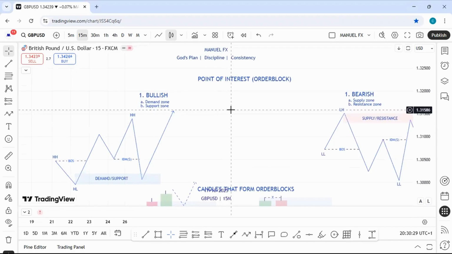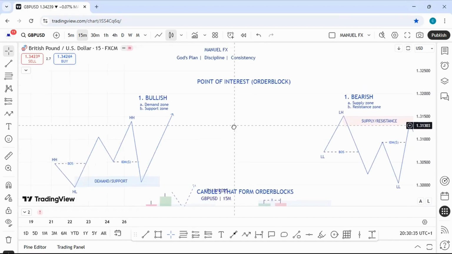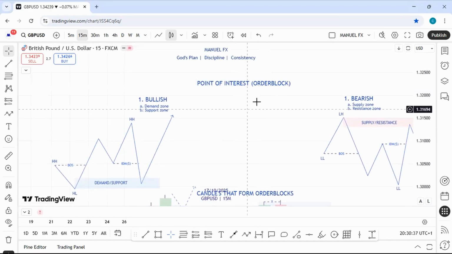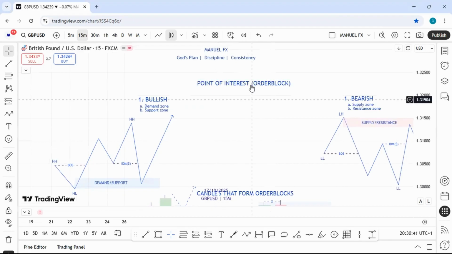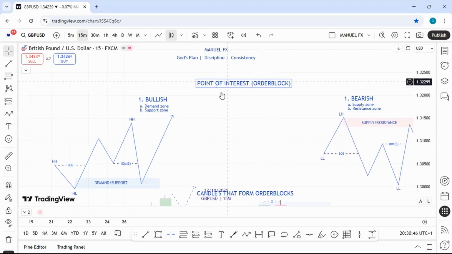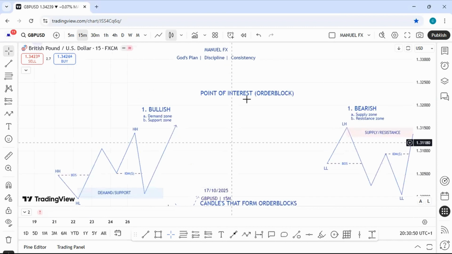So, for this particular video, I'm going to be teaching order blocks. Now, there are other types of points of interest. We have indecision block, we have breakout block, we have fair value gaps. But for this particular video, I'm going to be talking about order blocks.